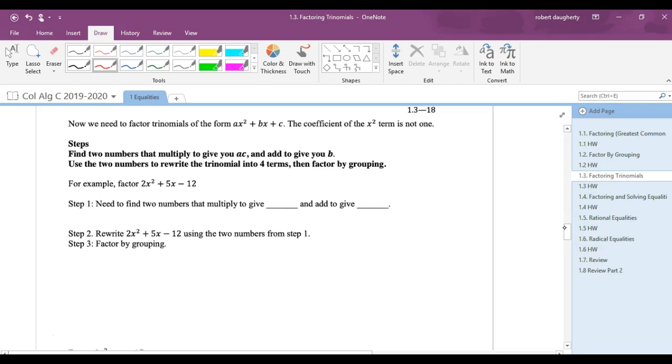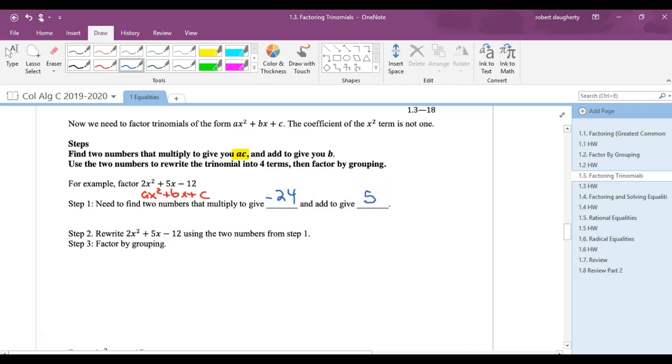So here's the difference on this. When I need to factor something like this, I need to find two numbers that multiply to give me a times c, and this is written in the form ax squared plus bx plus c. So a times c, and then they add to give me whatever b is. So in this case, what is a times c? 2 times negative 12 is negative 24. And they have to add to give me a what? 5. Okay.